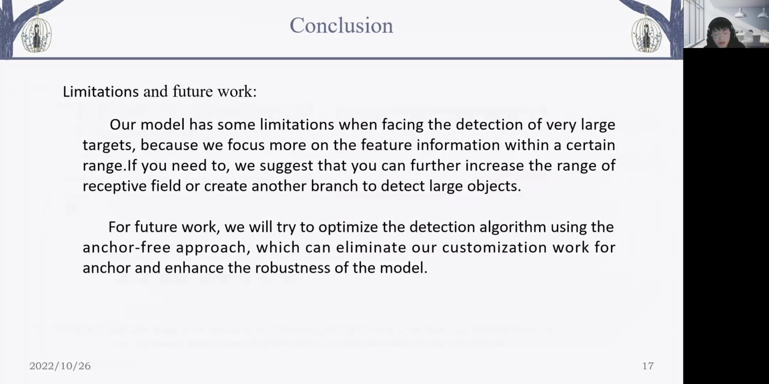Here are some of the limitations we found and plans for future work. Our model has some limitations when facing the detection of very large targets because we focused more on the feature information within a certain range. If needed, we suggest that you can further increase the range of the receptive field or create another branch to detect large objects. For future work, we will try to optimize the detection using the anchor-free approach, which can eliminate our customization work for anchors and enhance the robustness of the model.